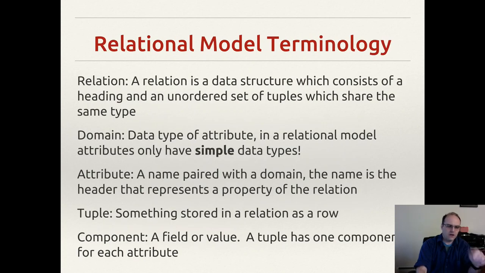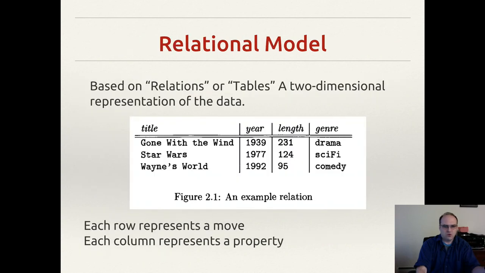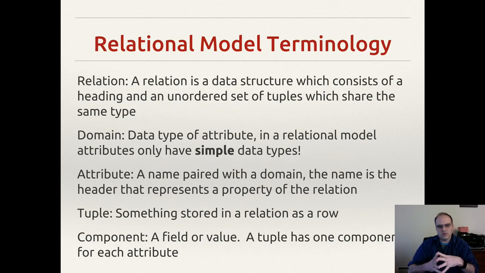Now, going the other way, I'm going to jump back up. A tuple is a row, right? So that is an individual movie and all of its supporting information. So a tuple is Gone with the Wind, 1939, 231, and drama. That entire row represents a tuple. The same with Star Wars, 1977, 124, and sci-fi. So now you can take attribute, tuple, and component and mentally insert into their place: attribute is a column, tuple is a row, component is the field or value at the intersection of that attribute and row.